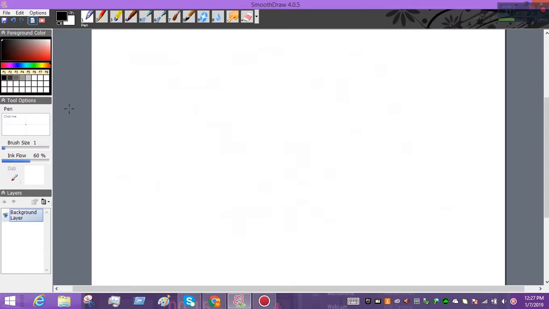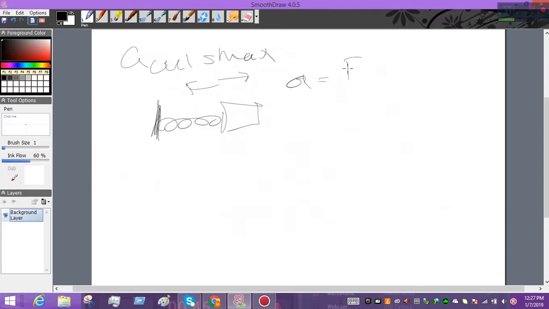The first question says a block attached to an ideal spring undergoes simple harmonic motion. The acceleration of the block has its maximum magnitude at the point where... so we know that we want to find where acceleration equals max. It's undergoing simple harmonic motion, so if we quickly draw a spring, with a block on it, we know it's going to go back and then forth, and then back and then forth. We know that the formula for acceleration is a equals force over m.